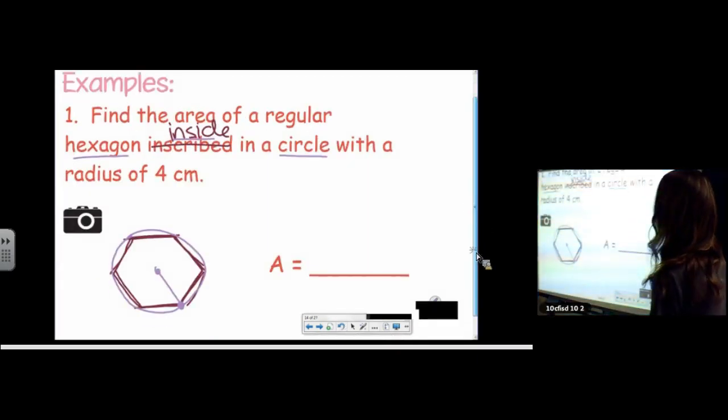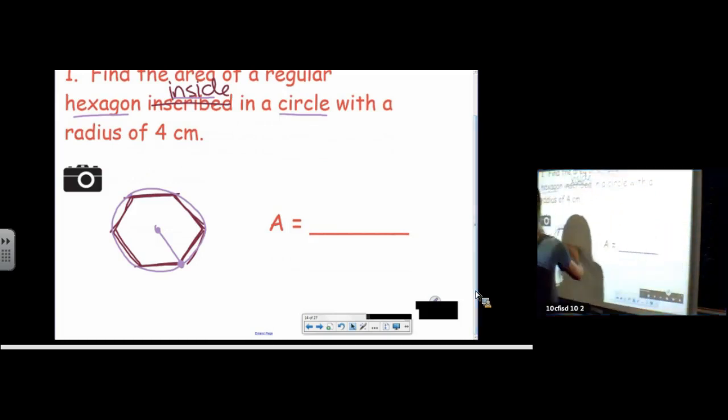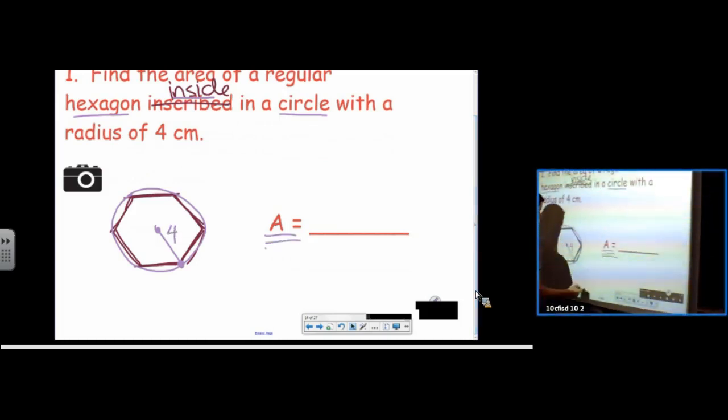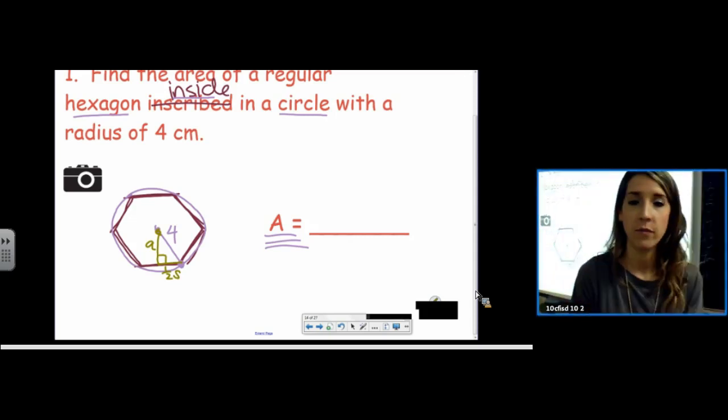Okay, the radius is 4. Find the area. Let's dive right in, guys. Every time you are going to draw that cute little triangle that's made up of the apothem and half the side and the radius. So every time you're going to draw that cute little triangle.